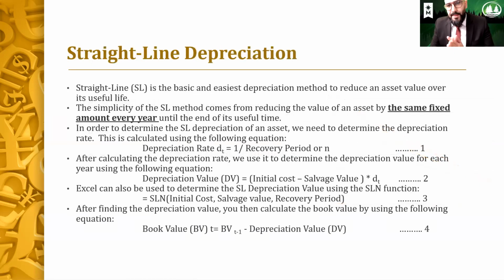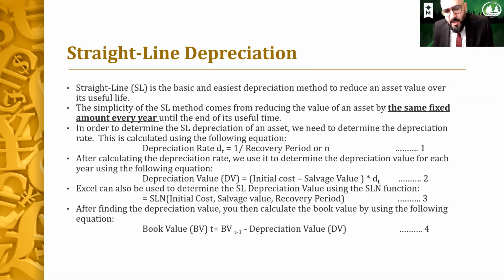All right, let's learn about the first depreciation technique. The first depreciation technique is the straight line, or SL. This is the basic and easiest depreciation method to reduce an asset's value over its useful time. The simplicity of the straight line method comes from reducing the value of an asset by the same fixed amount every year until the end of its useful time.